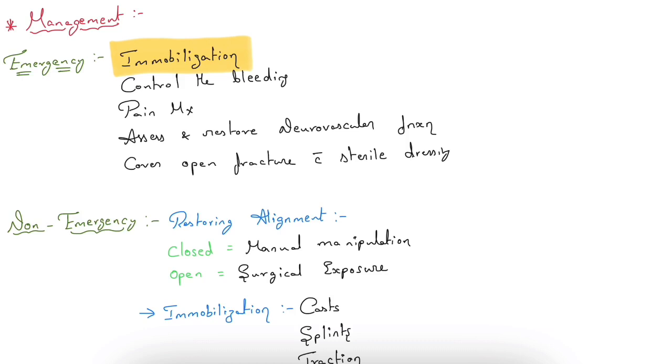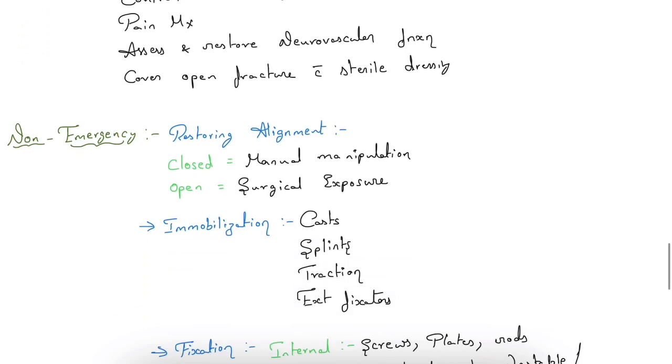Next, we have to manage the pain with morphine, or based on patient age we can give some analgesics. Next, we have to assess and restore the neurovascular function. Then we have to cover the open fracture with sterile dressing. As I already told, an open fracture is communicating with the external environment, so it carries a risk of infection. That's why we have to do sterile dressing.